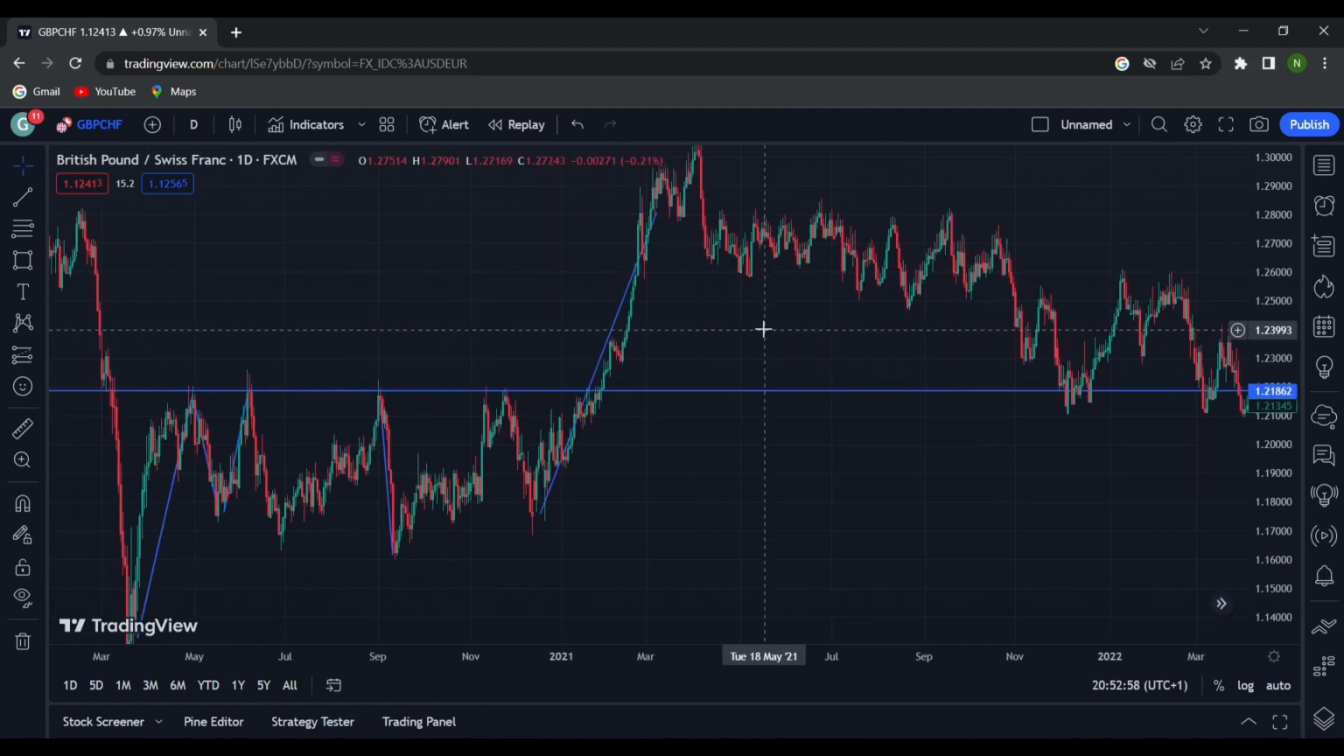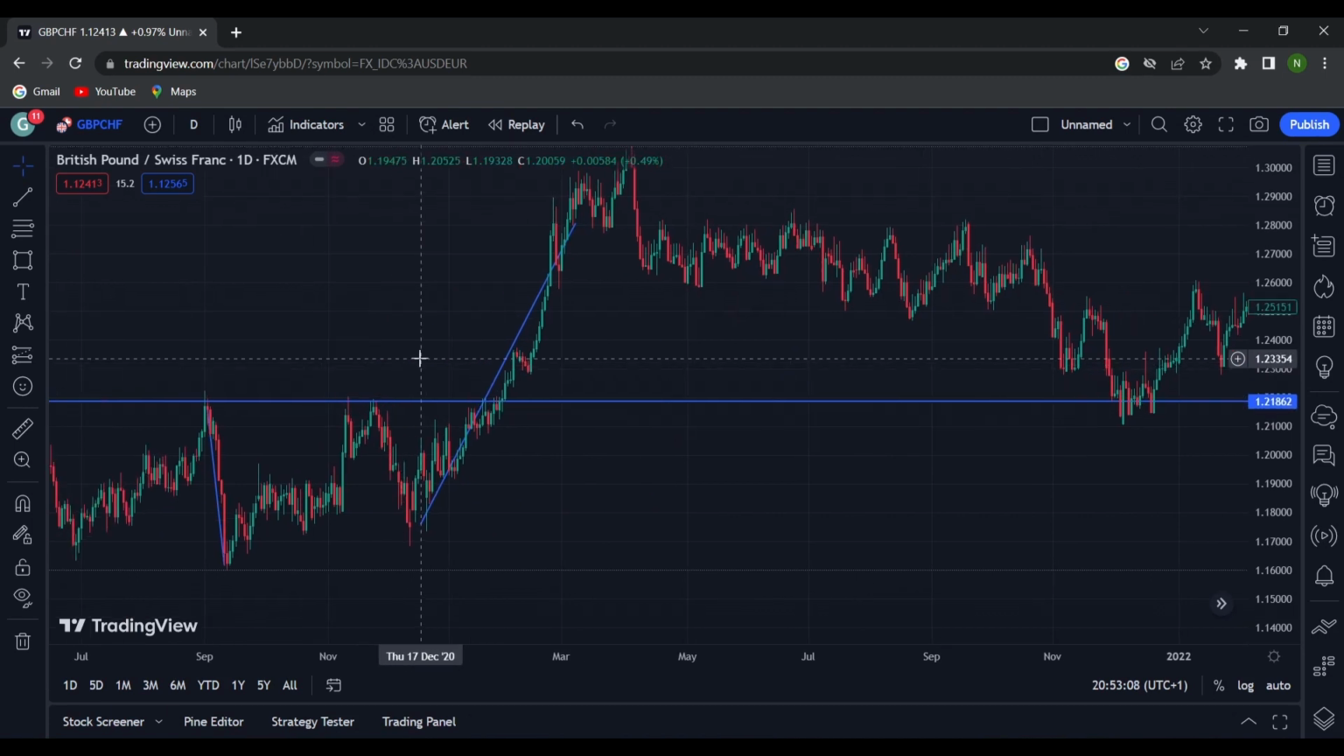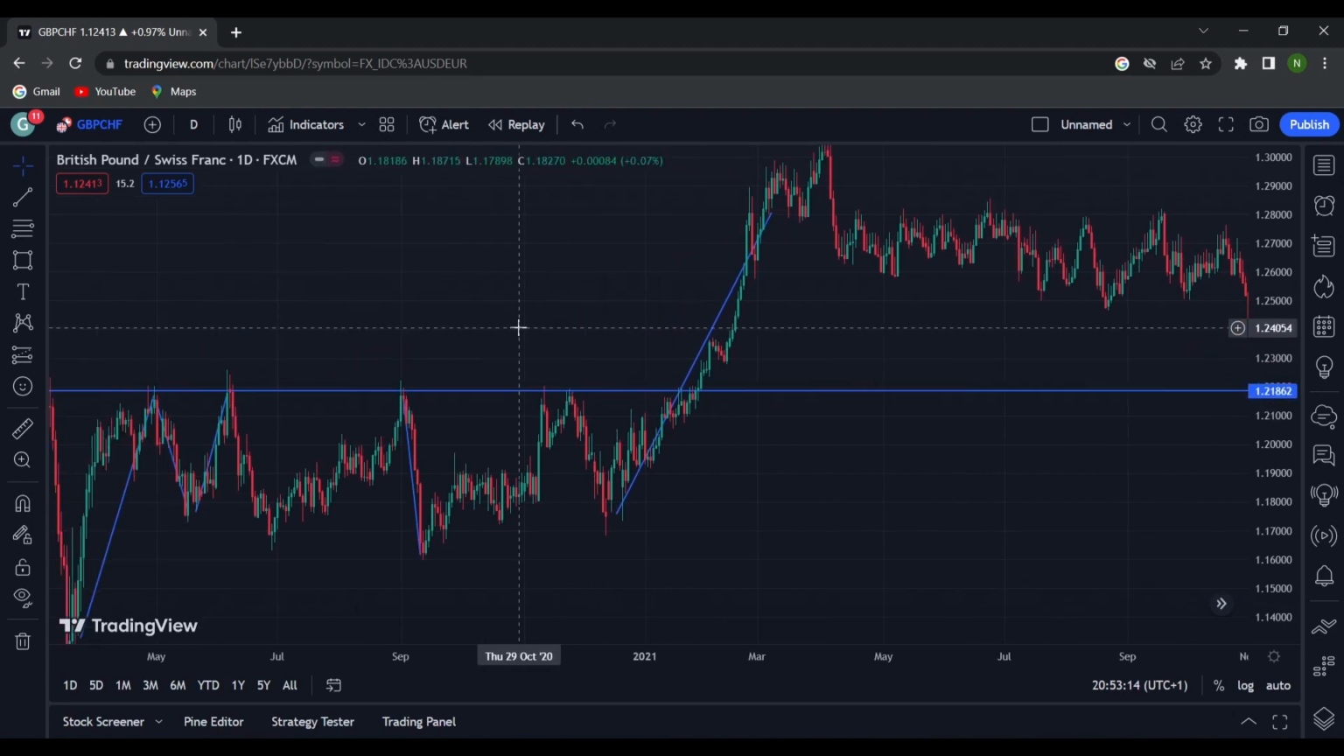So support zones can turn into resistance zones and resistance zones can turn into support zones. It doesn't matter where the price is, this area still holds regardless of where the price is. So buyers and sellers will be having a look at these areas regardless of where price is.